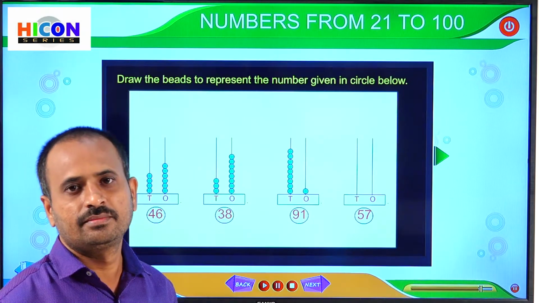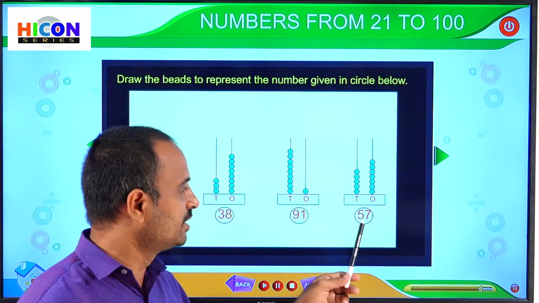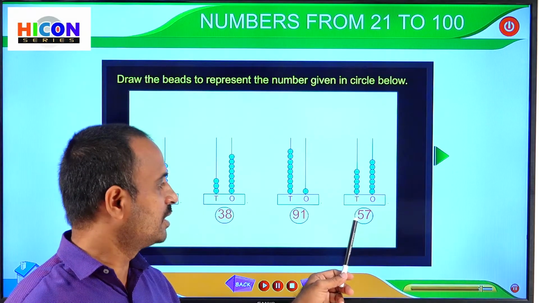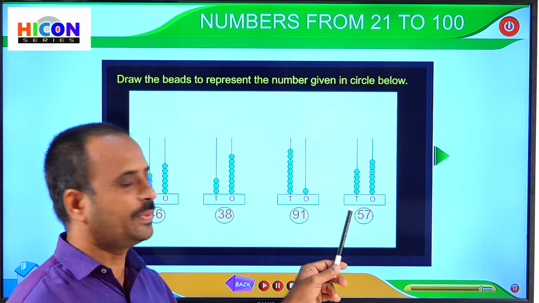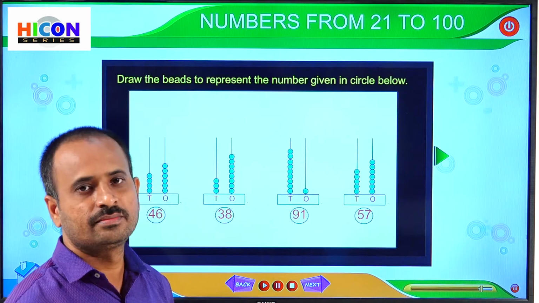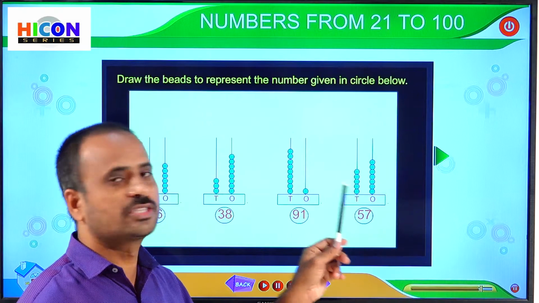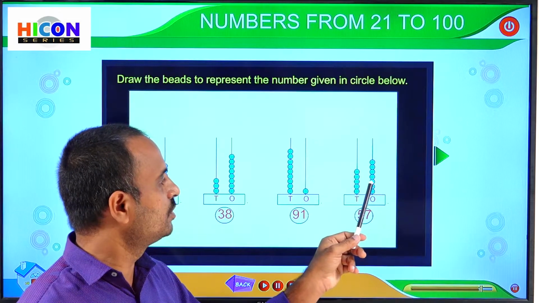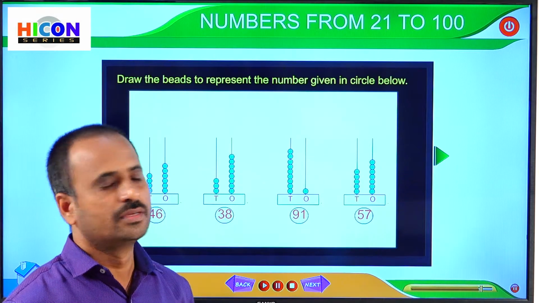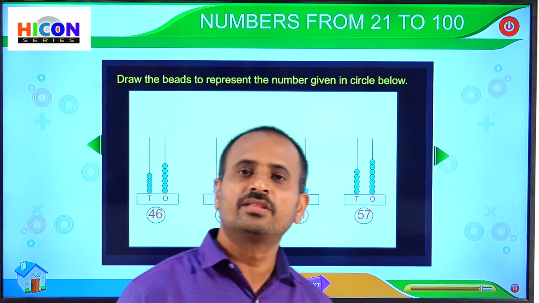See the last number here, 57. How to represent this 57 on the abacus? Here children, 5 is present in tens place. That's why draw 5 beads on the tens spike. So draw 5 beads on the tens spike, 1, 2, 3, 4, 5. And 7 is present in ones place. So draw 7 beads on the ones spike. 1, 2, 3, 4, 5, 6, 7. So in this way, children, we can draw the beads on the abacus using the given number.